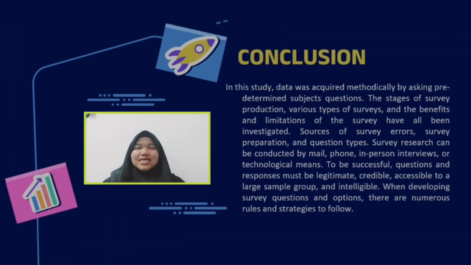Conclusion: in this study, data was acquired methodically by asking predetermined subject questions. The stages of the survey production, various types of survey, and the benefits and limitations of the survey have all been investigated. Sources of the survey error, survey preparation and question type. Survey research can be conducted by mail, phone, in-person interview or technological means. To be successful, questions and responses must be legitimate, credible, accessible to a large sample group, and intelligible by developing survey questions and options. There are numerous rules and strategies to follow.